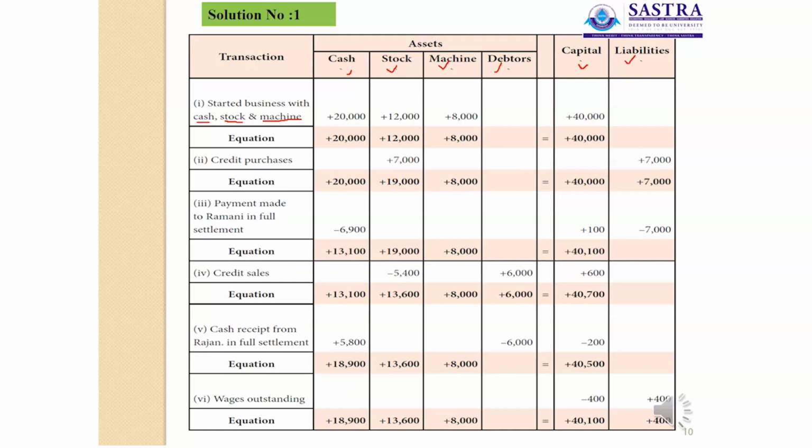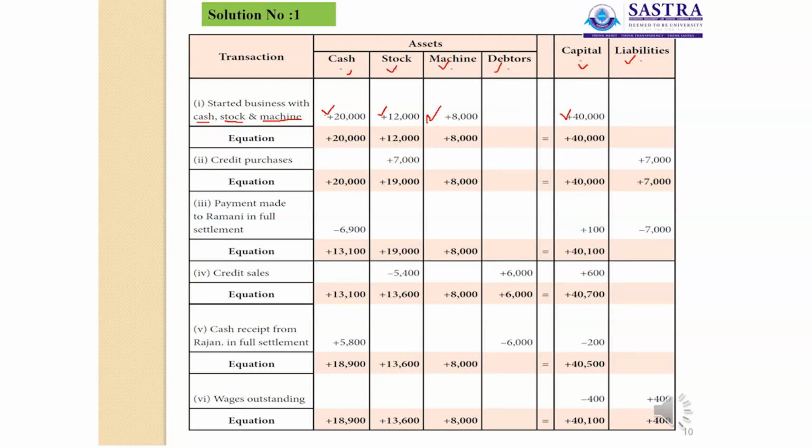Here the cash value increased by rupees 20,000. Stock value is also increased, 12,000. Machinery value is also increased, rupees 8,000. So the total of all these items, rupees 40,000, is the amount of capital credited. So the asset value increased: cash 20,000, stock 12,000, machinery 8,000. The total value of 40,000 is increased, and the amount of capital is also increased by rupees 40,000.